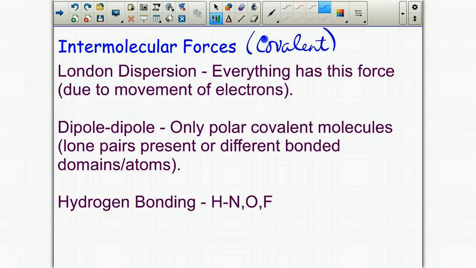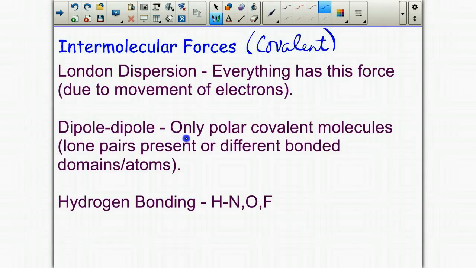So London dispersion forces, everything has this force. Covalent, ionic, no matter what, everything has this force. It's due to the movement of electrons. So as long as a substance has electrons present, then it has a London dispersion force.